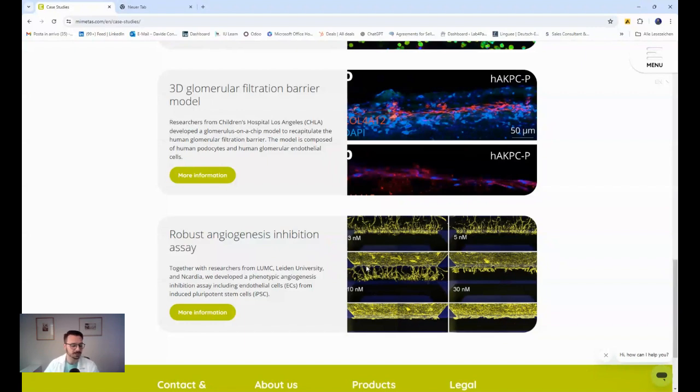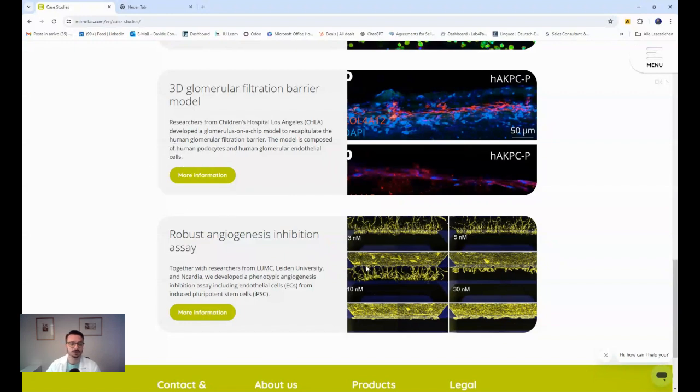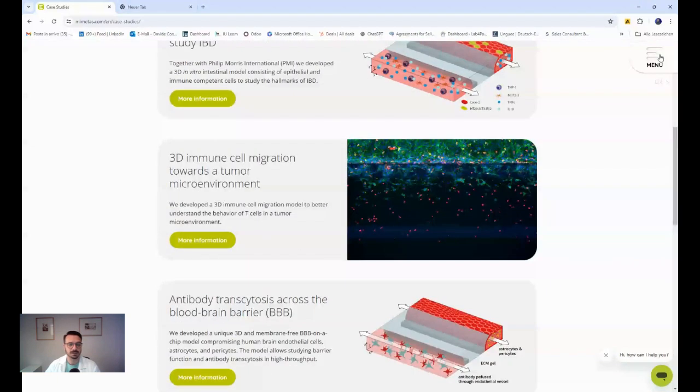In terms of cost and availability, also this is a plate. It's relatively easy to manufacture. It's also something that can be done at scale. Costs are overall down compared to other kinds of systems. It does not rely on other devices, so this can really be used as a kind of workhorse. So in terms of cost and availability, this could go for a 4, or maybe even a 5. Say a 4.